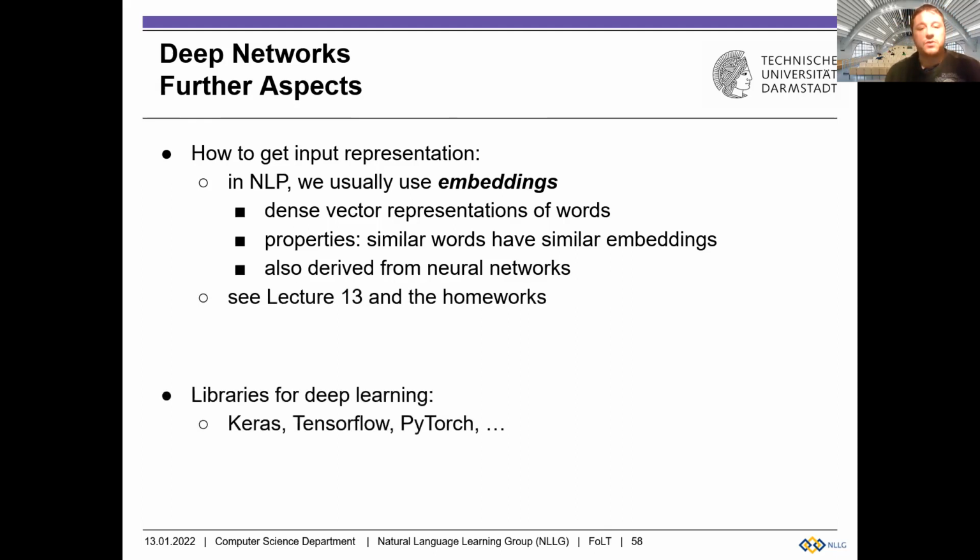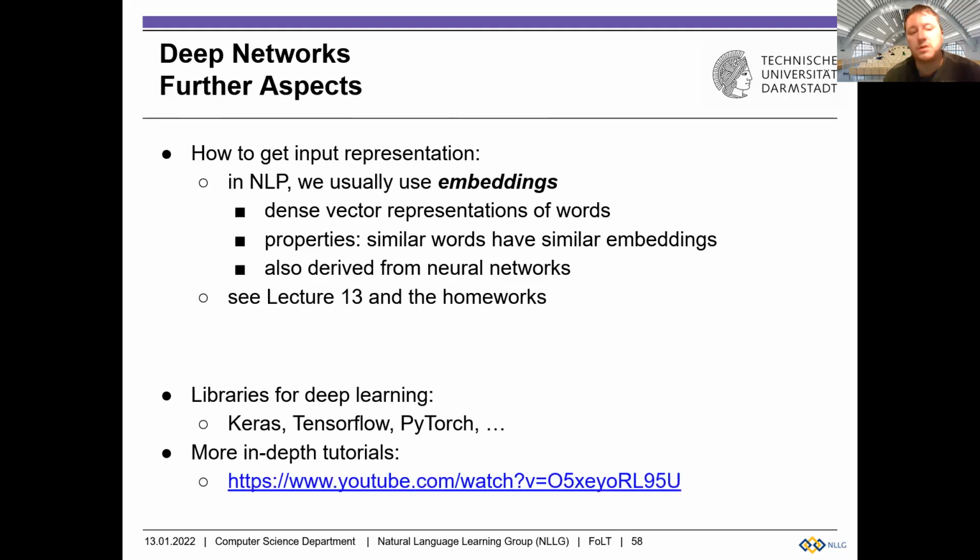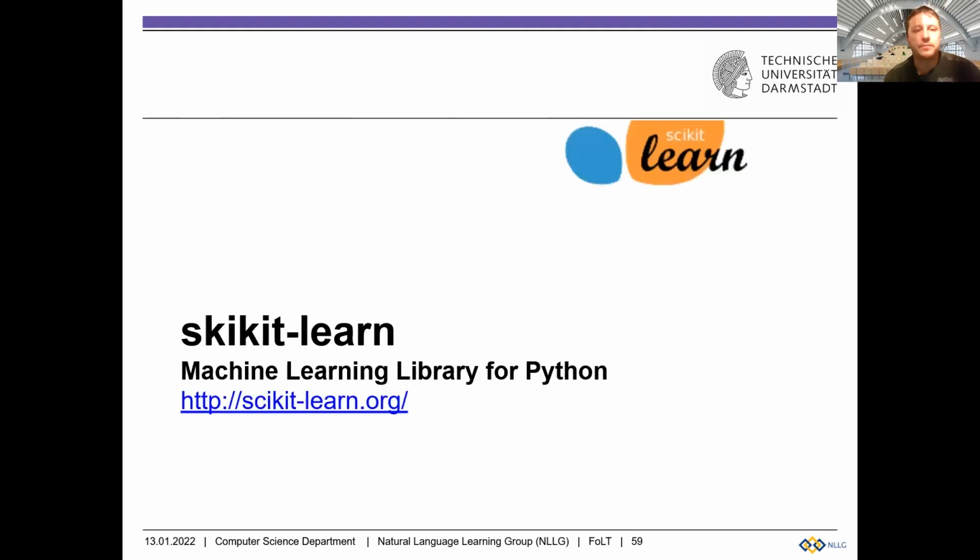Good, what are libraries for deep learning? There's Keras, TensorFlow, PyTorch, and in the exercise, we're going to use Keras, and there are many more in-depth tutorials on deep learning on YouTube and other platforms, which you can have a look at. And if you do anything in natural language processing nowadays, your first choice would be neural networks.